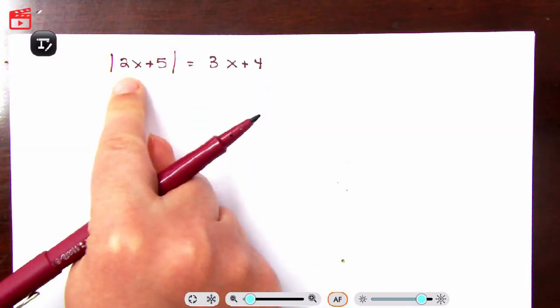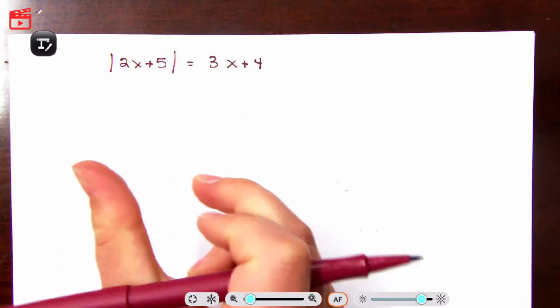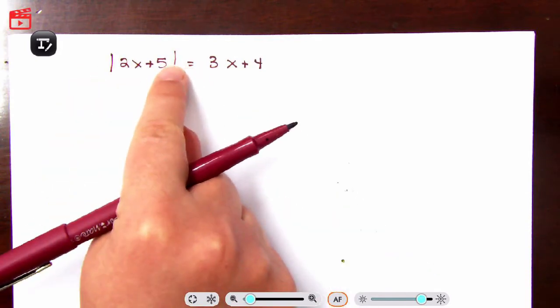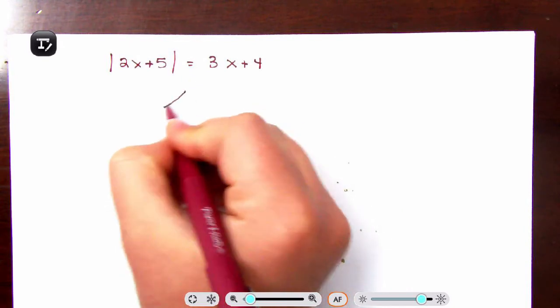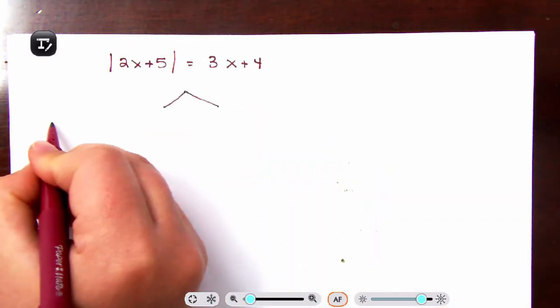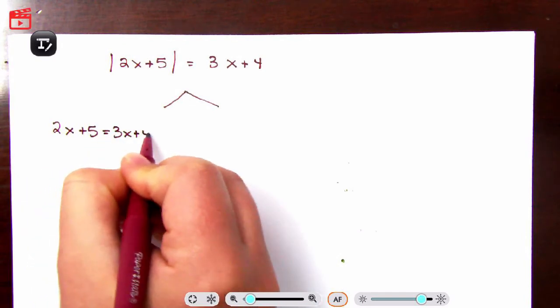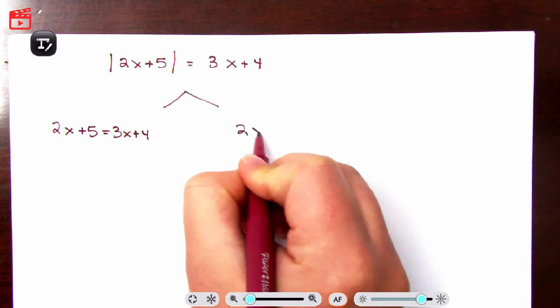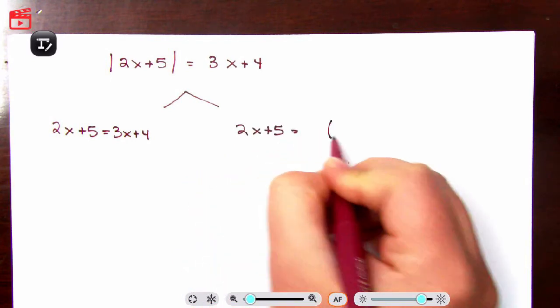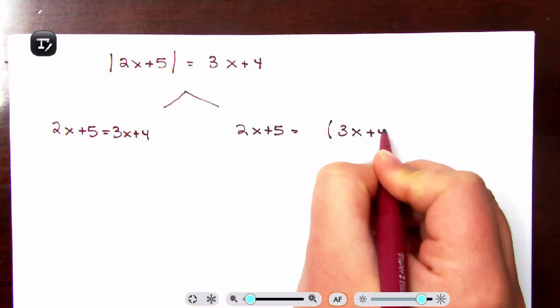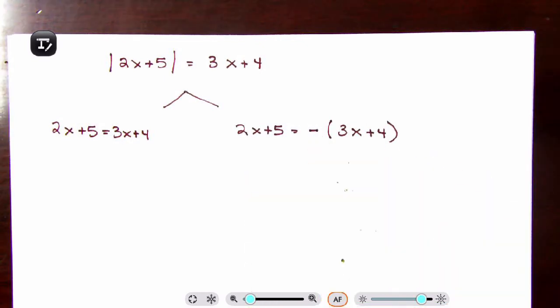Now, if you notice, this absolute value is already isolated. There's nothing outside here. There's nothing outside here. So what we would do, we would then separate these out into two different equations. The first equation would be our positive. And this is where I wanted to show you the negative. So I have 2x plus 5, and then you have to put all of this in parentheses, 3x plus 4, and make all of that side negative. You're not just making 3x negative, you're not just making 4 negative, you're actually distributing that negative inside our parentheses.